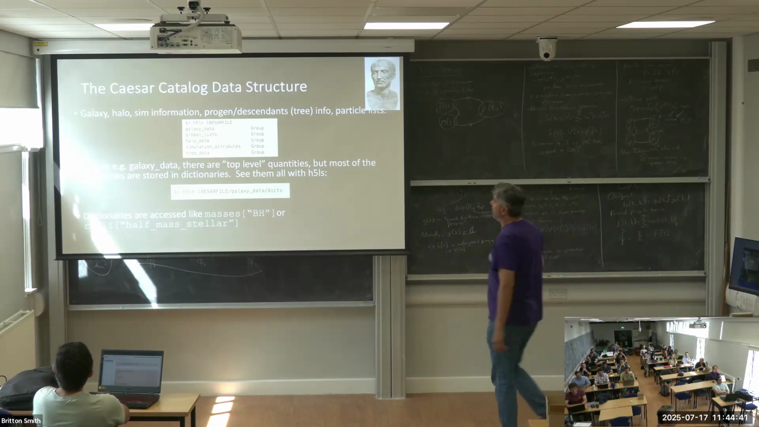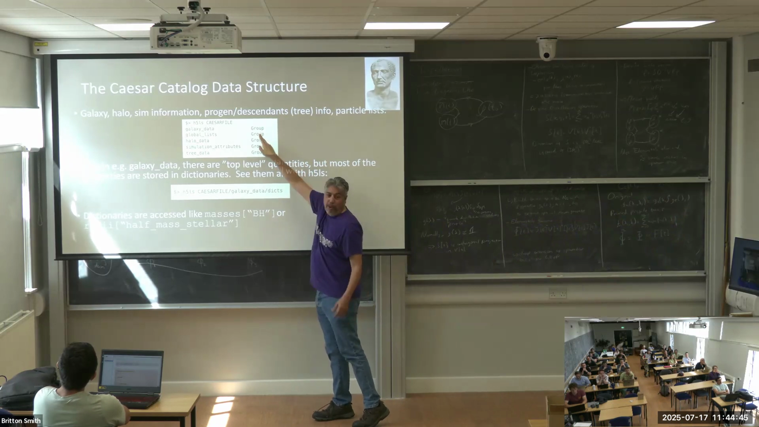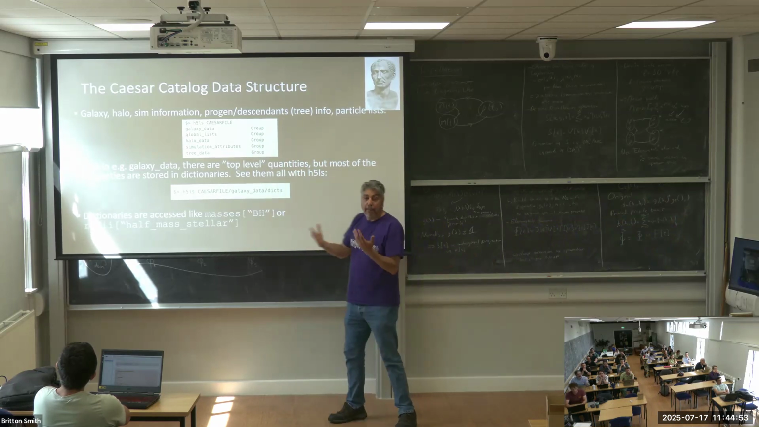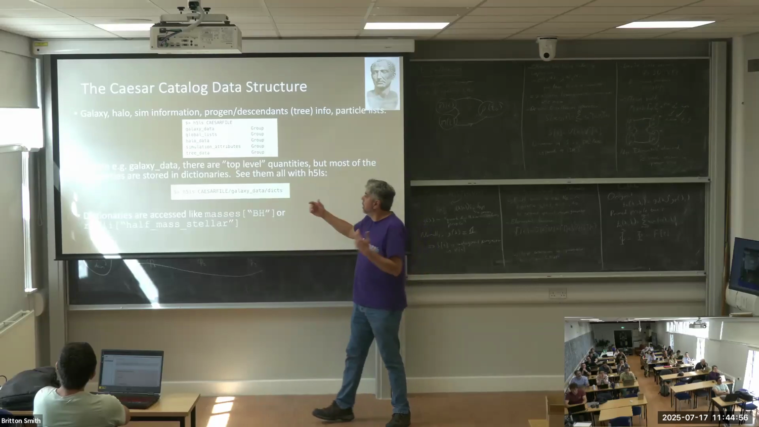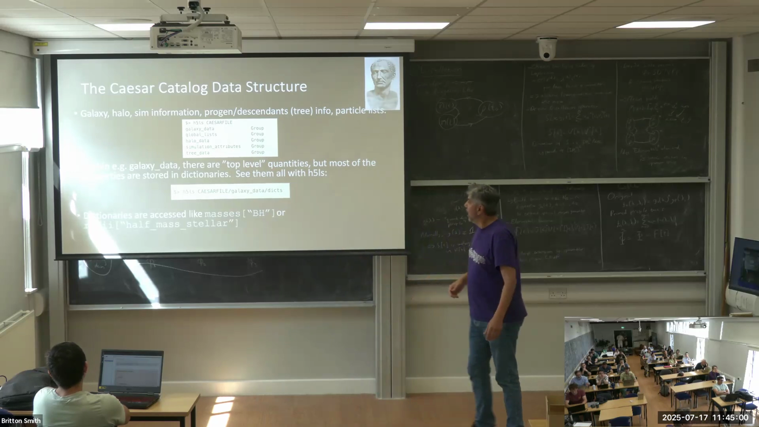So the basic structure of the catalog file: if you just do an h5ls, you'll see galaxy data, global lists or particle lists. You can't really access that, or not easily. Halo data, simulation attributes. These are all header information. A lot of it is copied from yt, but if you don't want to use yt, you just have it within Caesar, and then some progenitor data as well.